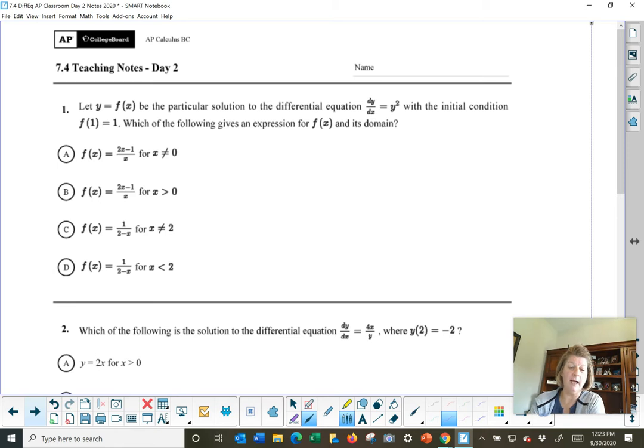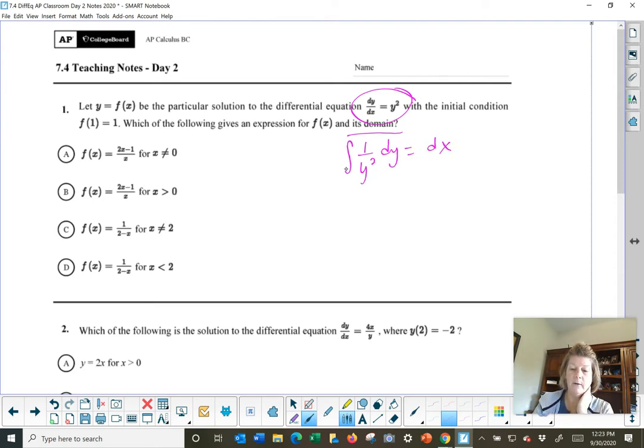Question number one, let y equal f of x be the particular solution to the differential equation dy dx equals y squared with the initial condition f of 1 equals 1. Which of the following gives an expression for f of x and its domain? So this one we've got to get a little bit more information about the domain, and I'm going to walk you through that. So let's start with our differential equation, separate the variables, always a good starting point.